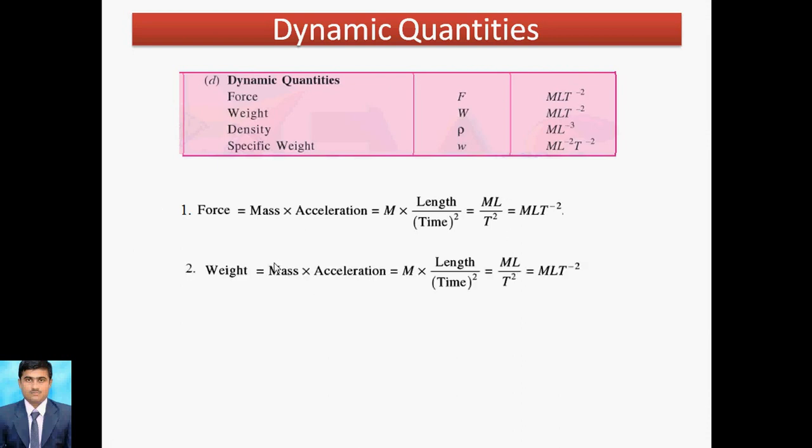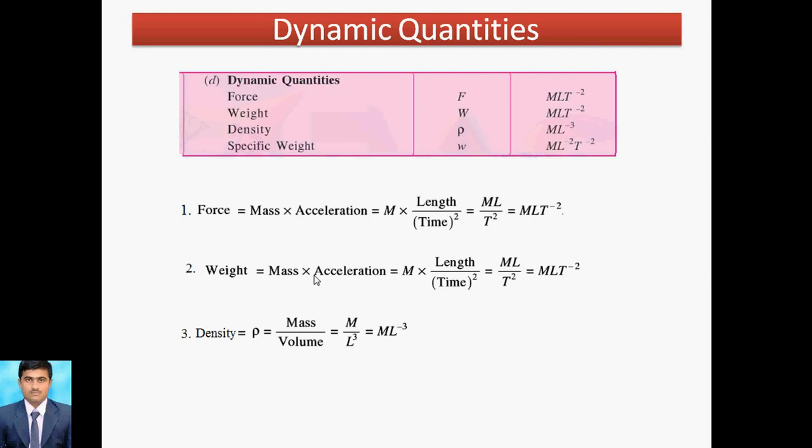Second, weight. Weight is also mass into acceleration, because acceleration due to gravity is there. Weight means W is equal to mg. Here m as it is, and g means length upon time square. So again I write M L upon T raised to 2, which is equal to M L T raised to minus 2.